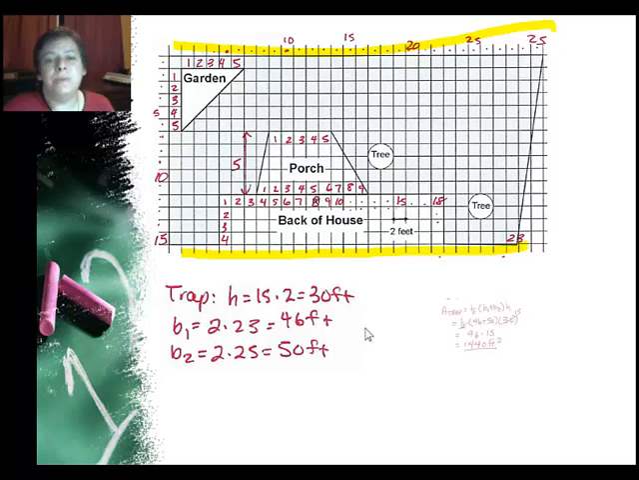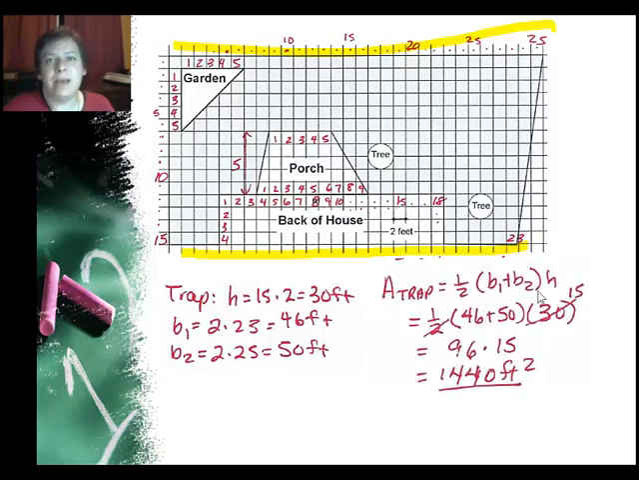Then I use the formula for the area of a trapezoid, 1/2 times base 1 plus base 2 times height. Substituting in my numbers, you can actually simplify the 1/2 across this way with a 30. And I get 1,440 square feet. So this whole backyard area, including the house, the porch, the garden, and the trees, is 1,440 square feet. But I'm not going to be putting grass on the garden or the porch or the house.